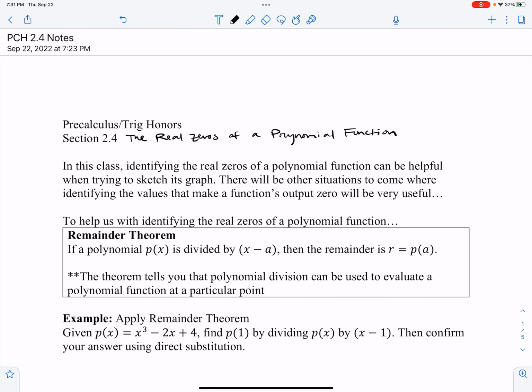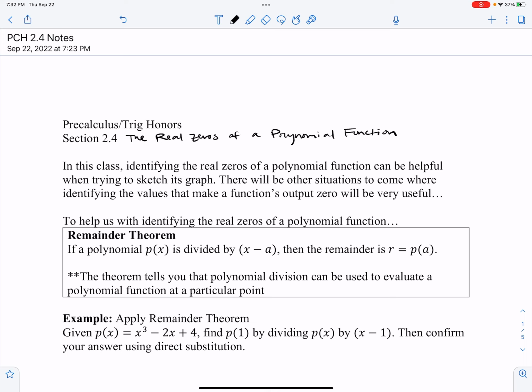Hi there, this video is on section 2.4, and I realized that I had forgotten to put the title in this section, which is the real zeros of a polynomial function. So in this class, identifying the real zeros of a polynomial function, those values that would make the function value equal to 0, can be helpful for us when we're trying to sketch the graph of a polynomial function, right? Because those real zeros end up corresponding to the x-intercepts of the graph.